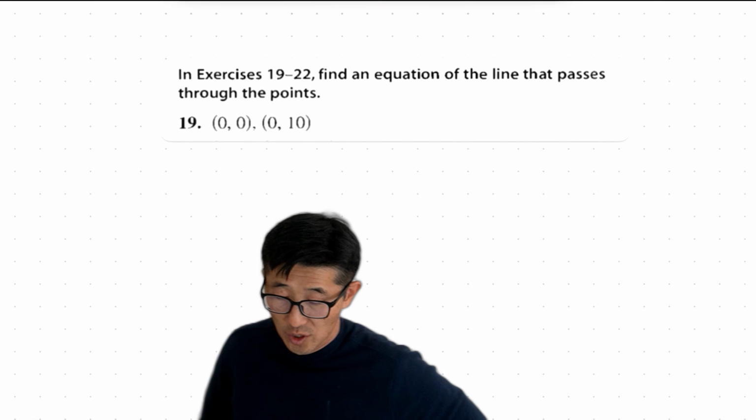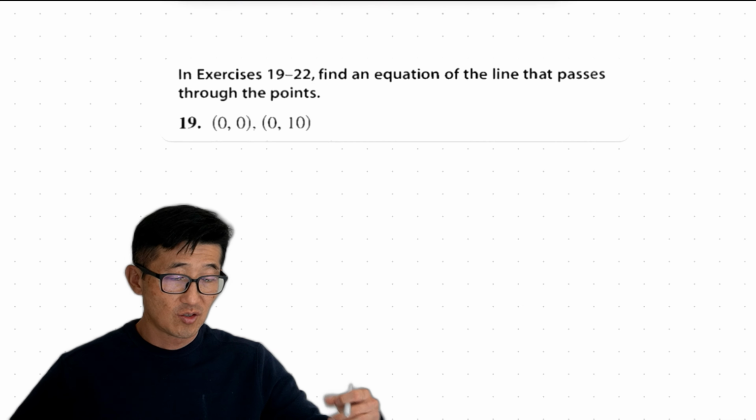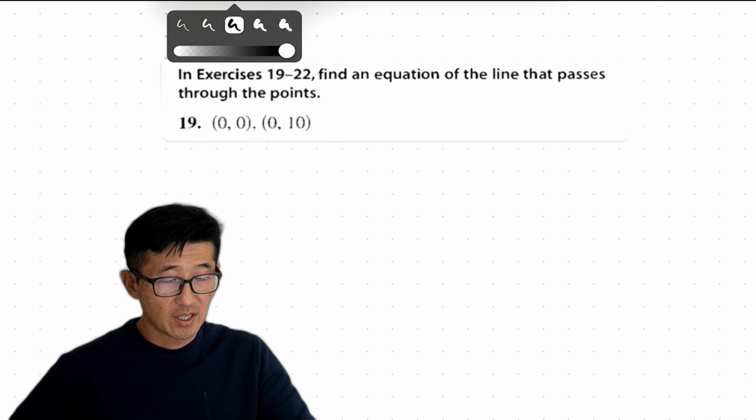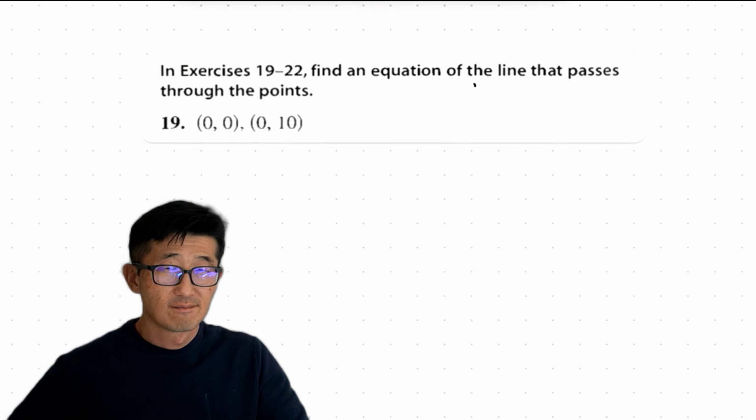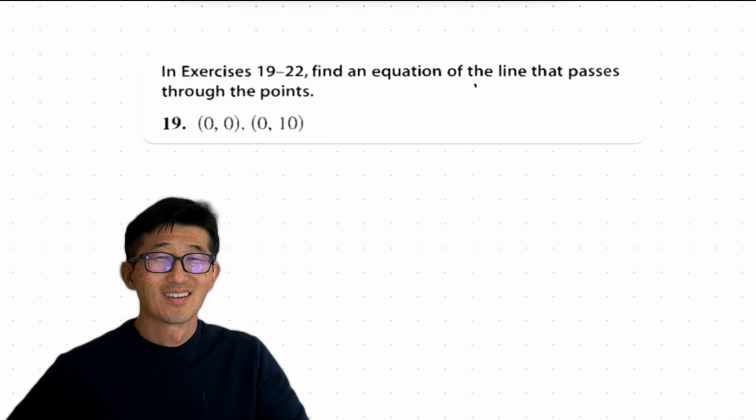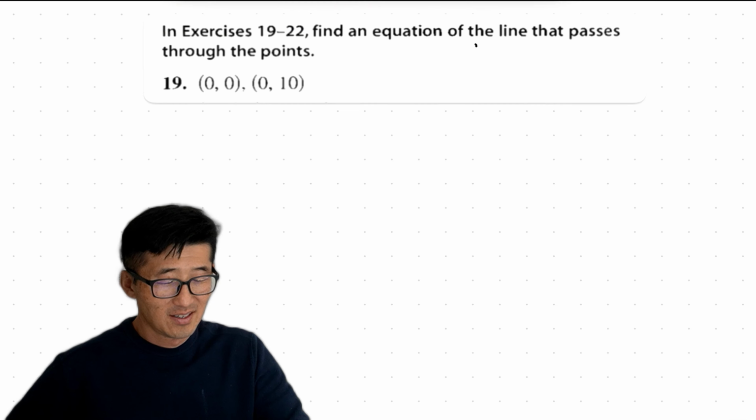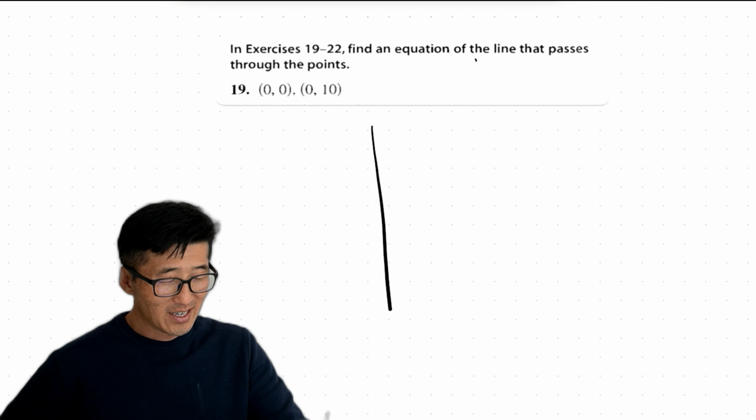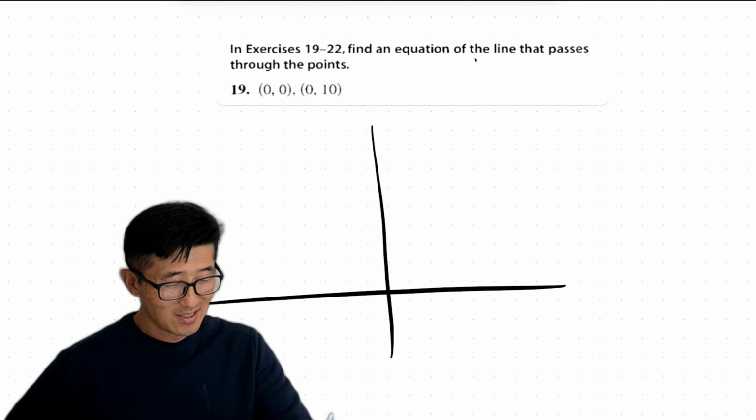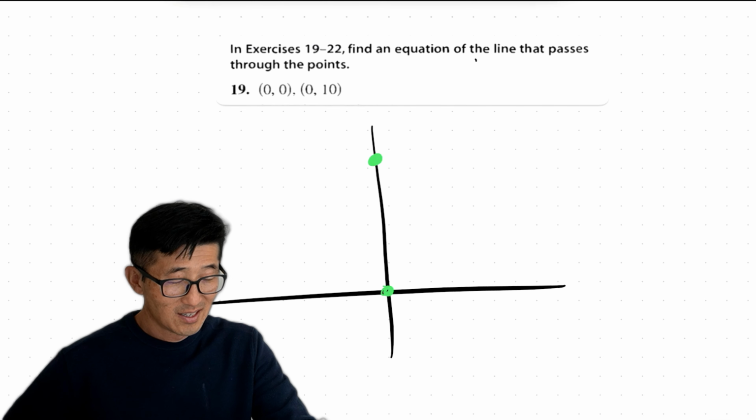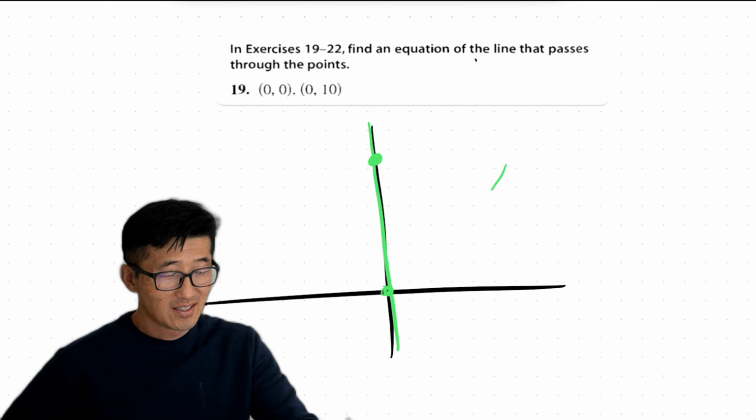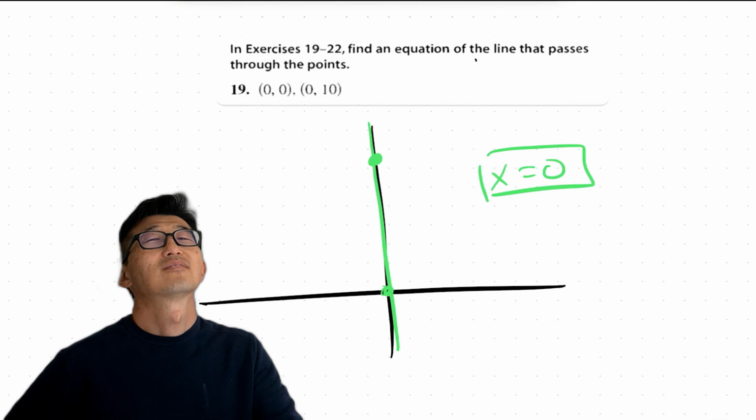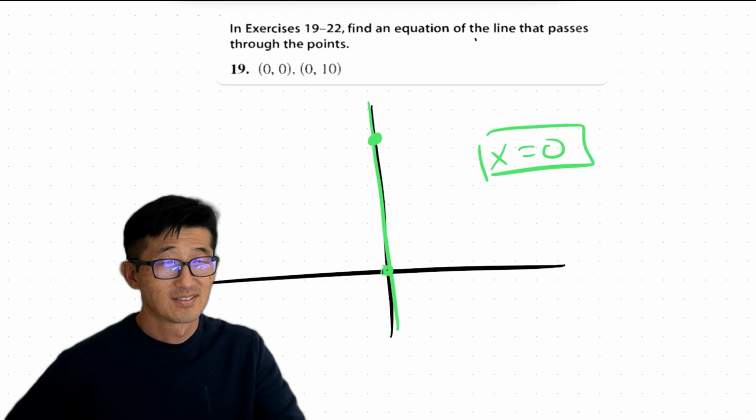All right, what's the equation? This one should be pretty straightforward. What's the equation of this line? Nobody knows? Hold on. Ian said something. It is undefined because it's 0. It's x equals 0. That's the equation of the line. Really? How'd you figure that out?